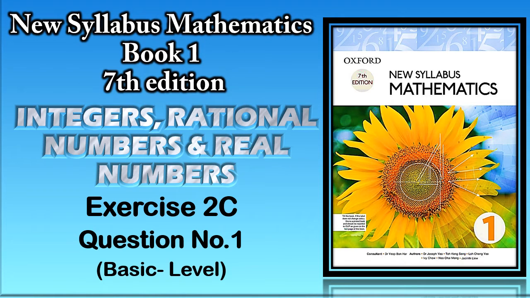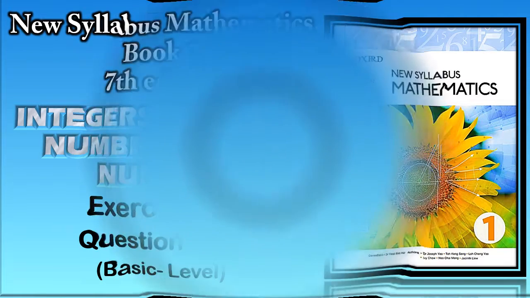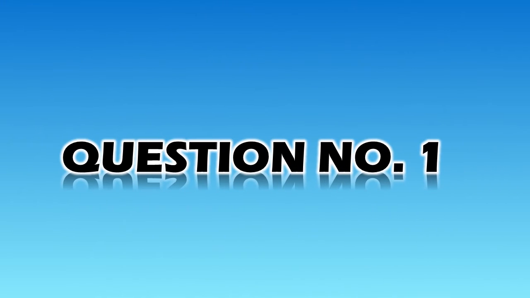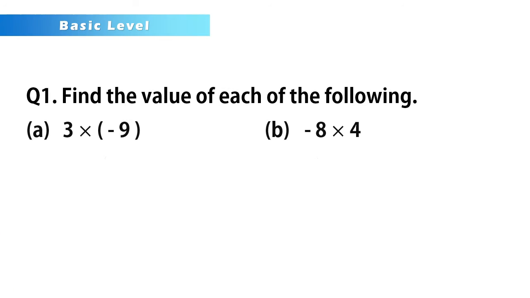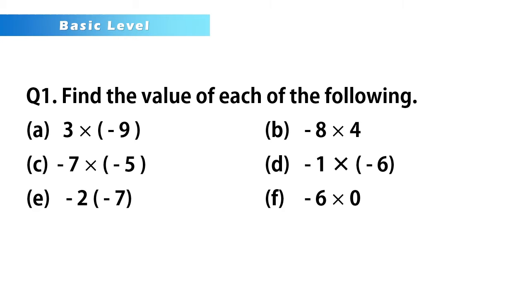New Syllabus Mathematics Book 1, 7th edition, Chapter 2, Integers, Rational Numbers and Real Numbers, Exercise 2C, Question number 1, Basic Level. Question number 1. Find the value of each of the following.